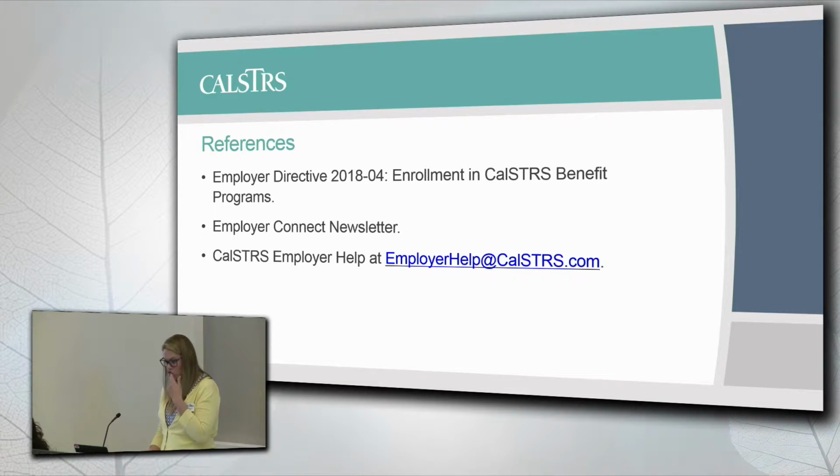Okay. So some references, the employer directive that just recently went out, the enrollment in CalSTRS benefit program, 2018-04. I hope that's been really helpful for you. We know it's big, but it's really meant to help understand when to use these forms, when to enroll your employees in whichever program they're eligible to be enrolled in. We've had some recent articles in the Employer Connect newsletter regarding at least the ES-350. And if you ever have any questions, you can always contact your employer services representatives by either calling or emailing employer help.